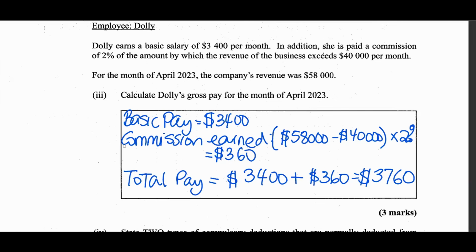Her basic pay is $3,400, as we all know. Commission earned is $58,000 subtract $40,000, multiplied by 2%, which is going to give us $360. So total pay will be $3,400 plus the $360 to give $3,760. There we go.